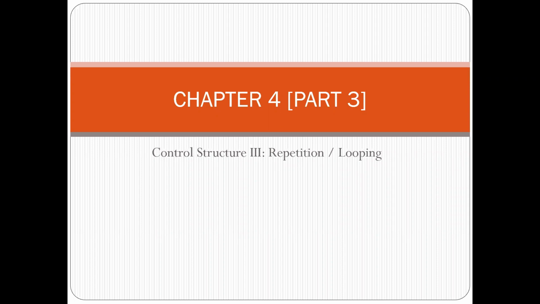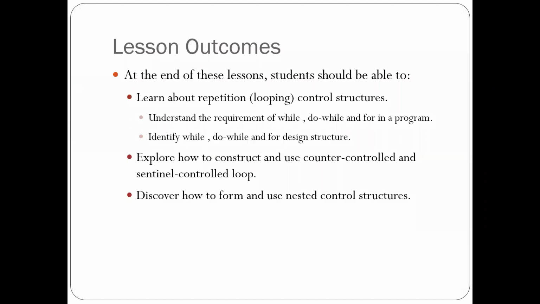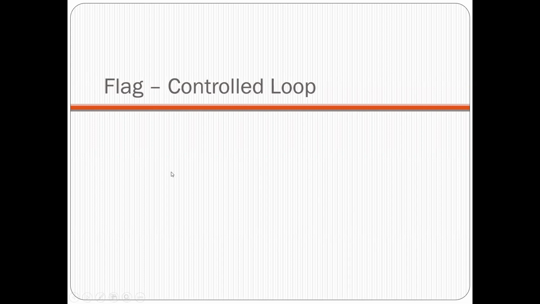Today I would like to continue our theory chapter, which is chapter 4, part 3, and we are still in the repetition control structure. Next. I have told you about this in chapter 4 part 1, so you can read it yourself. This is the flag control loop, which is the third type of loop.